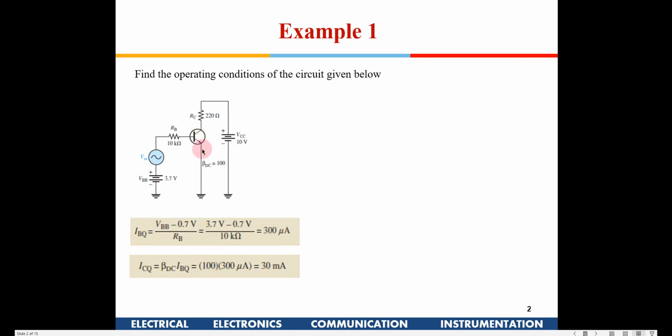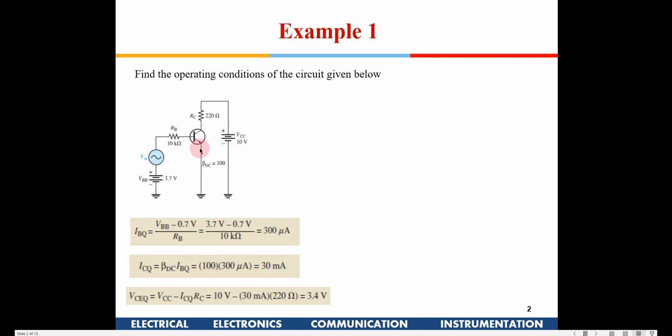Now to compute VCE, that is the collector-emitter voltage. VCC, the battery voltage given here, is 10 volt, and we know the current flowing through the 220 ohms, which is 30 milliampere. So we can compute the drop across RC, right? So VCEQ, that is the operating point, is VCC minus ICQ times RC, which gives us an answer of 3.4 volt.